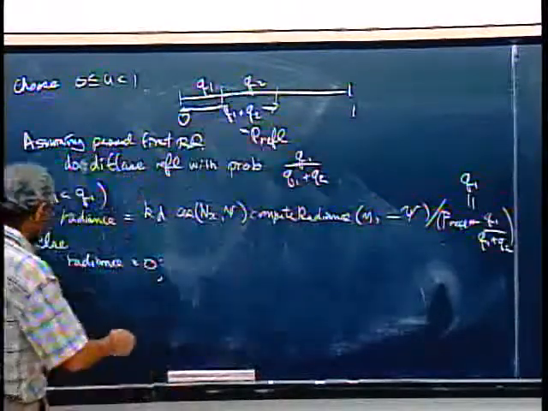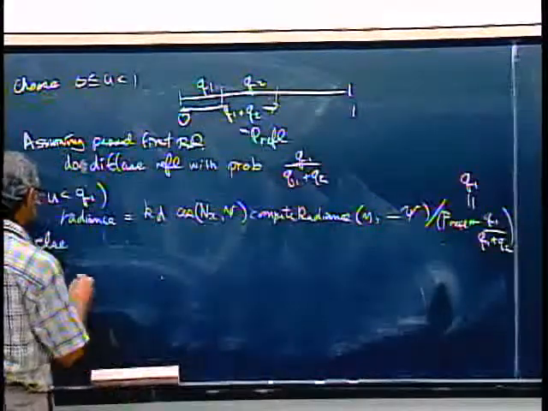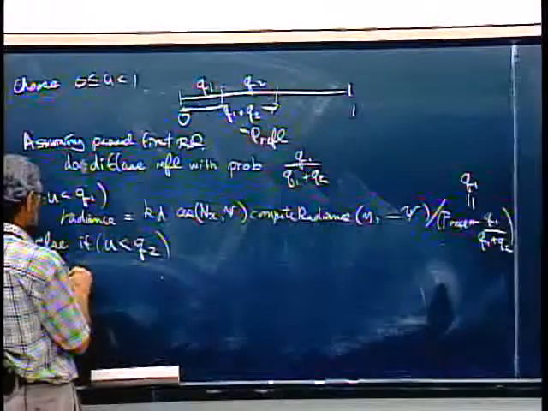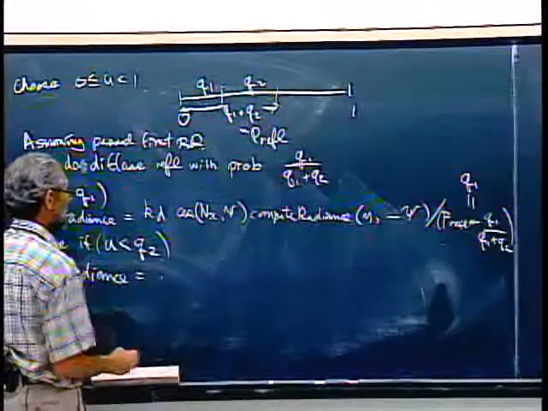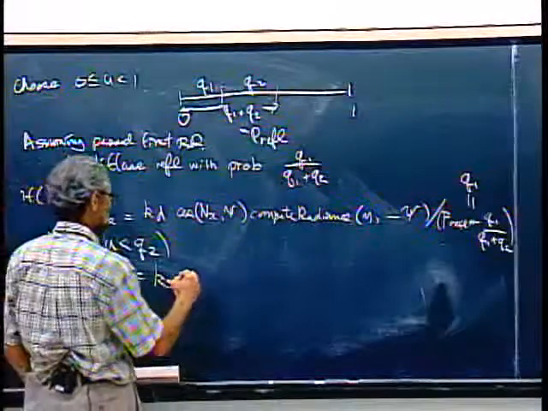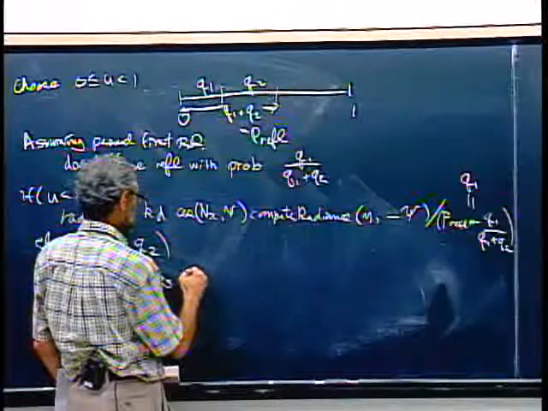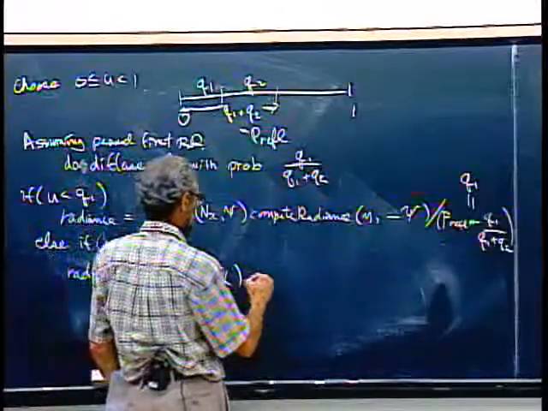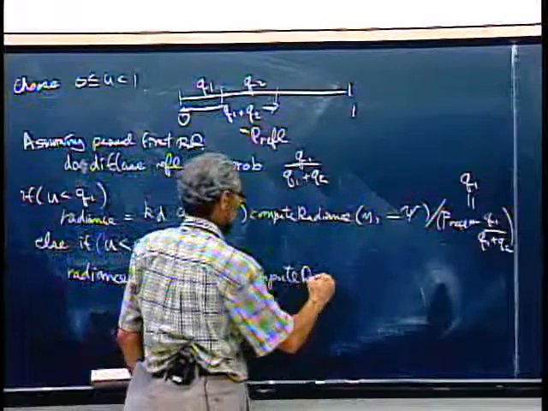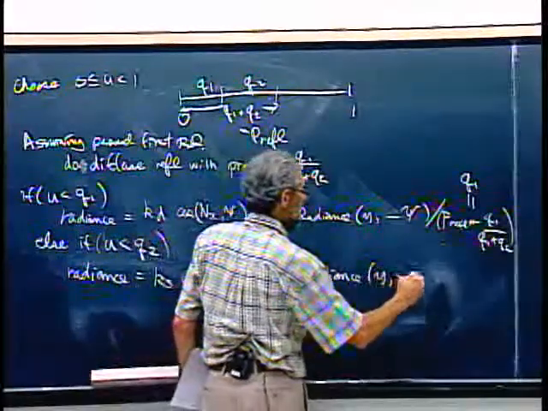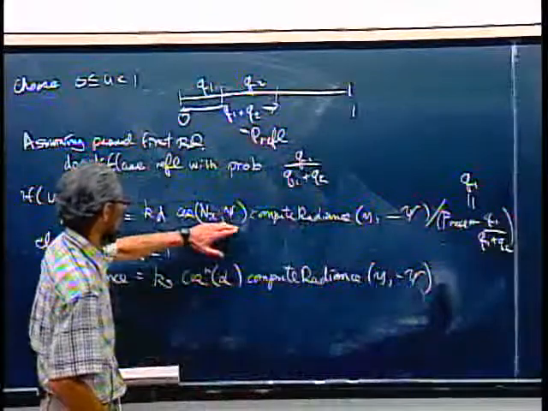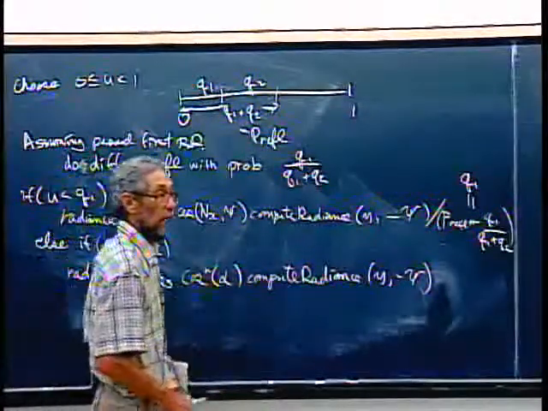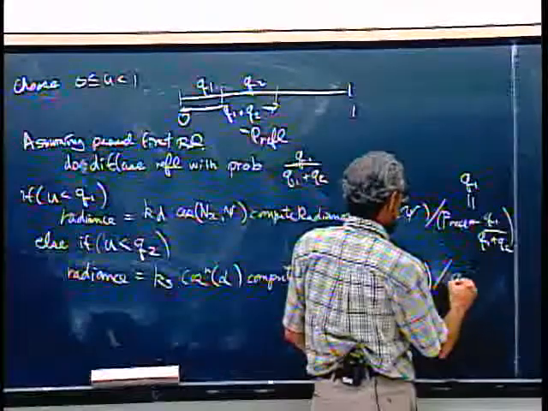Well, that's equivalent to changing this else to say if U is less than Q2, then radiance equals the specular contribution, Ks cosine to the nth of alpha times computeRadiance of y minus psi. And now we don't have this dot product in it because that dot product is already part of this distribution. And now we just divide by Q2.